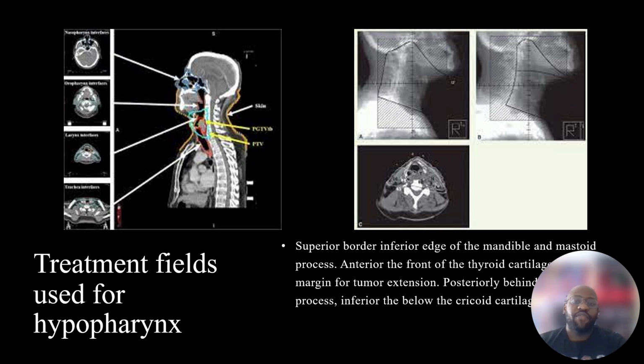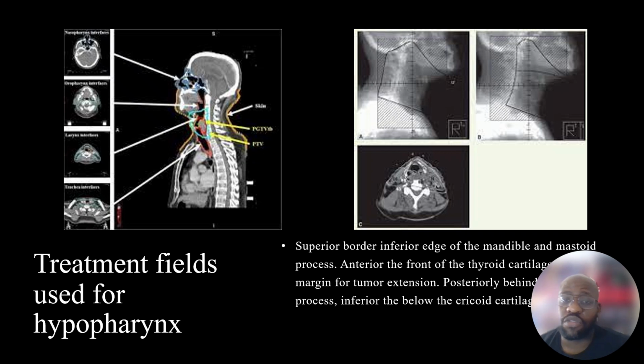So the hypopharynx is about at the level of your, I'm thinking of the bone, the hyoid bone, and this area is about here in the throat. And the superior border is the edge of the mandible and the mastoid tip, the thyroid cartilage. That's what I was thinking of. But the thyroid cartilage and then the cricoid cartilage.